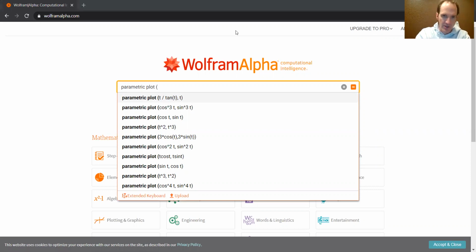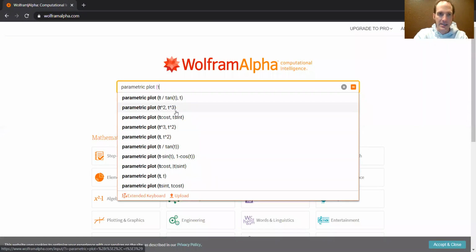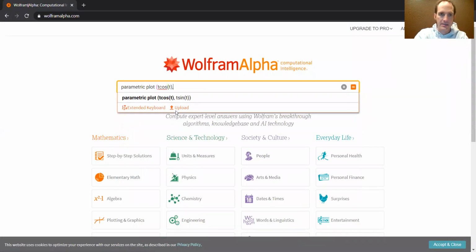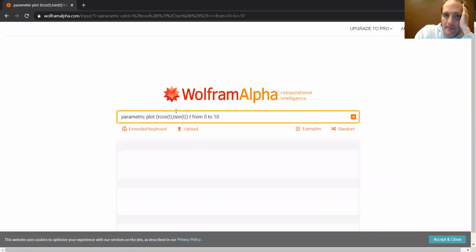Let me give you an example. In our slides here, our example is x equals t cosine t and y equals t sine t, where t is greater than 0. So what does this look like when I graph this out? I want t cosine of t, comma t sine of t. This is giving me the x and the y, and I want t bigger than 0. So I'm going to say t from 0 to 10. Why not? We'll just go from 0 to 10 and see what happens.